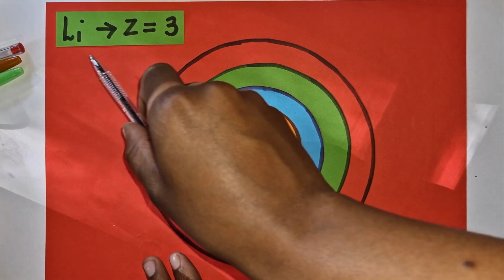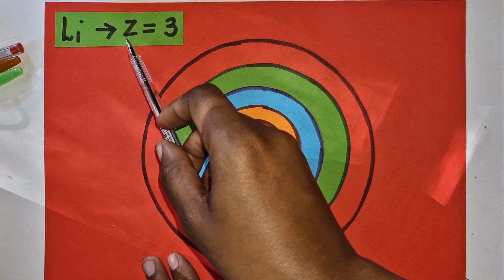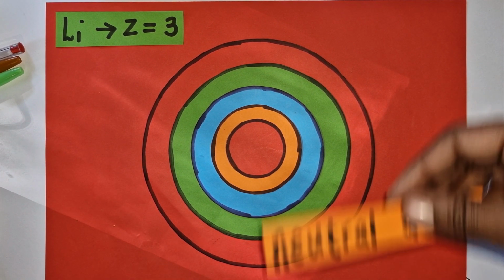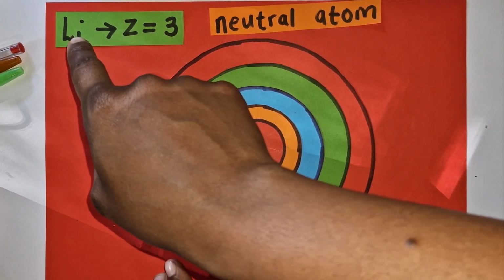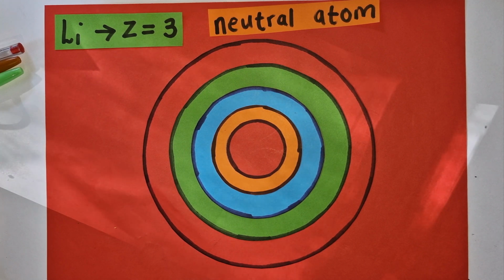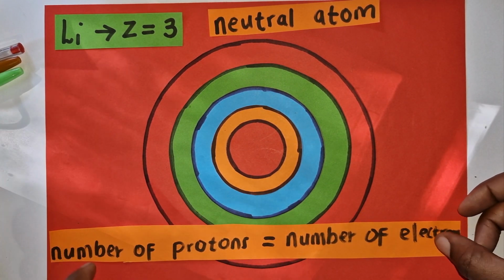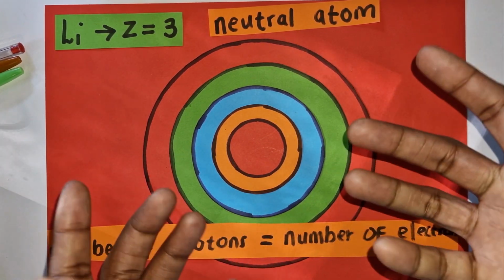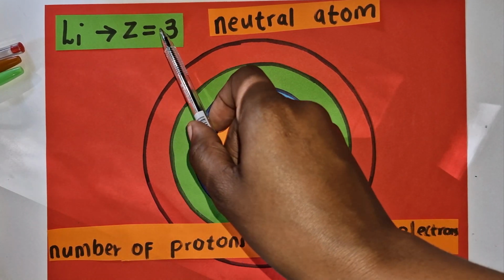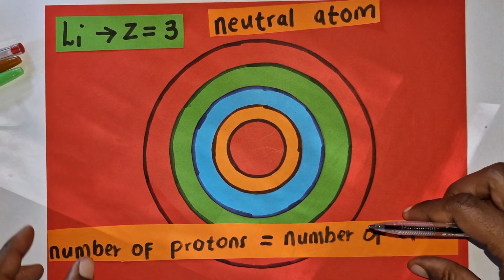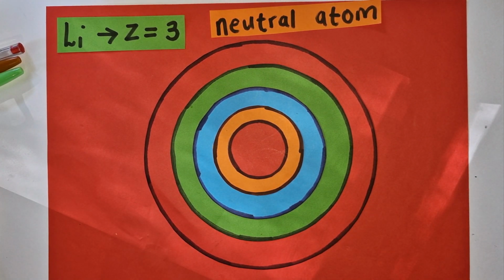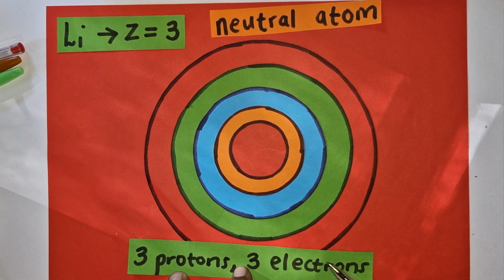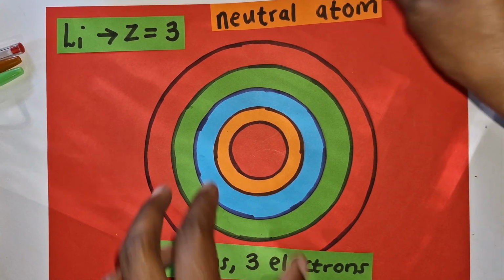Let's look at lithium, which has an atomic number Z of 3. And since lithium is a neutral atom, so this is not an ion, it's just a neutral atom, what that tells us is that the number of protons in this lithium will be equal to the number of electrons. But how do we find the number of protons? This atomic number 3 also tells us the number of protons. So this lithium will in fact have 3 protons, which will be in the nucleus, and 3 electrons, because it is a neutral atom.